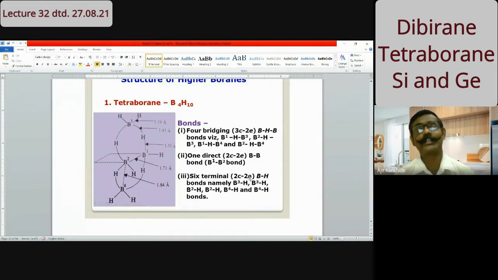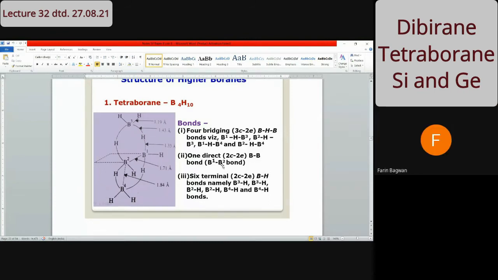Total, how many bonds are there? What types of bonds? Three types of bonds are in front of you on screen: one bridged bond, other direct bond, and terminal bond. Total, how many bonds are there? That's my question. 11. 11.